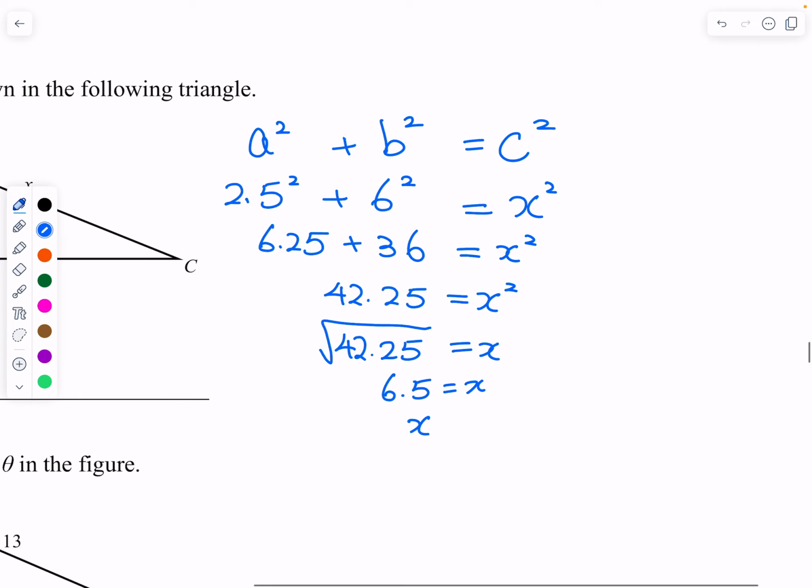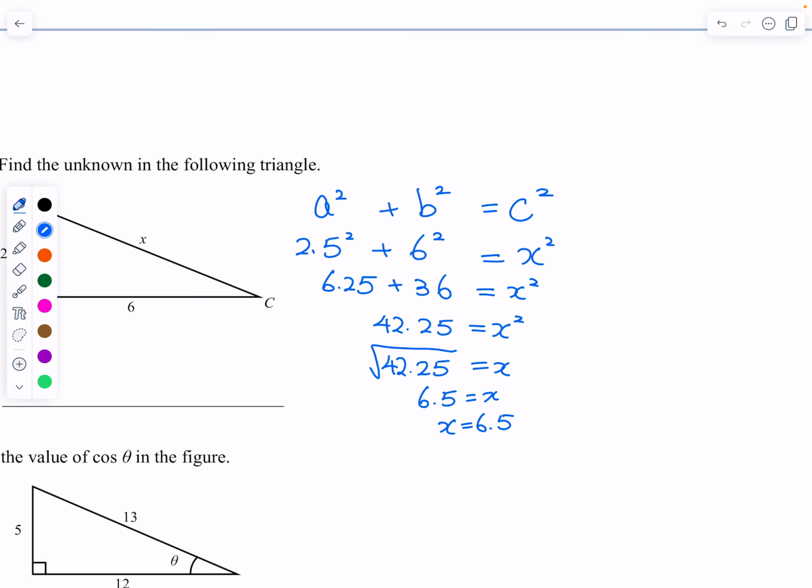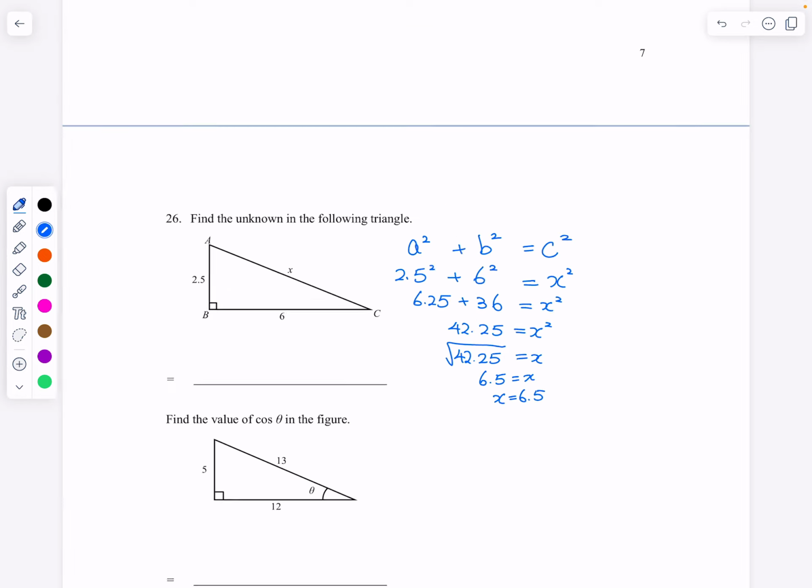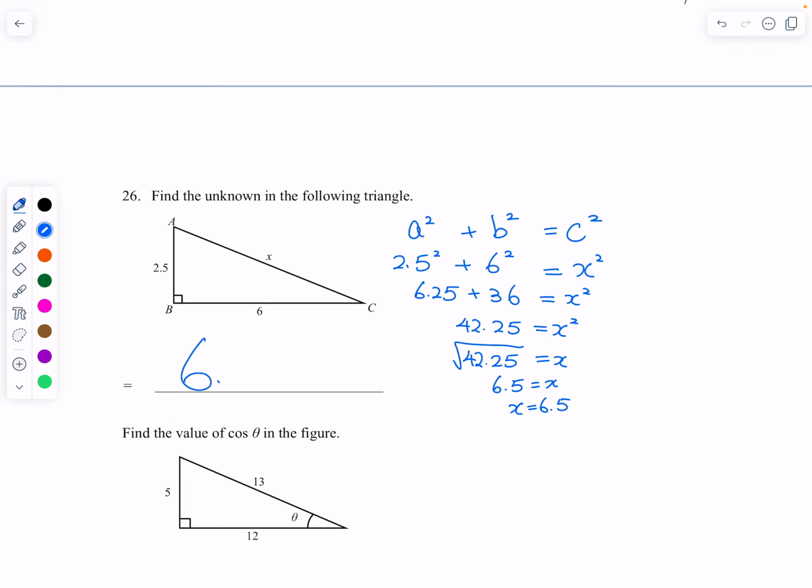So x is 6.5. Easy peasy, lemon squeezy. Do we usually say that? I don't think so, right? I mean, that sounds so weird, but then it's fine, as you guys like. So x equals to 6.5.